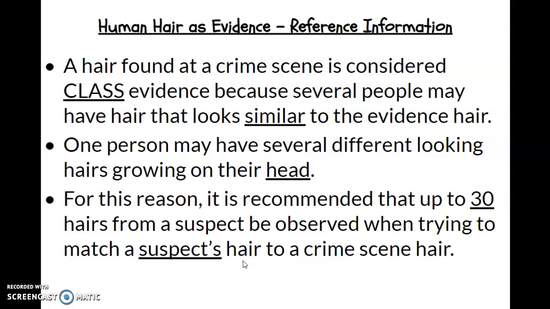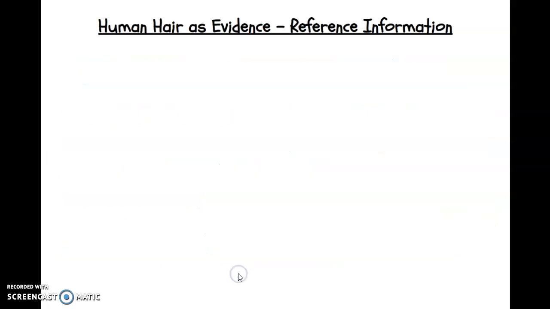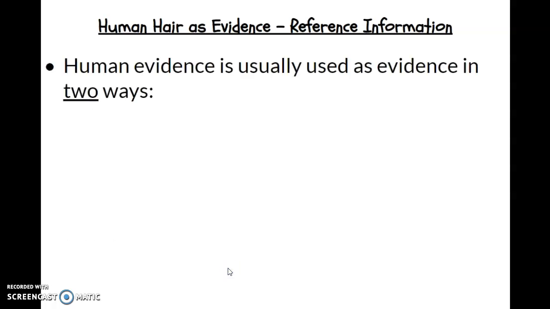One person might have several different looking hairs too, because you can have a mixture of hair on your head. You might not all have the same shade. You might have blonde hairs, gray hairs, brown hairs, and you might even have some red hairs in there too. For this reason, it's recommended that up to 30 hairs from a suspect be observed when trying to match hair. This also is why it's class evidence instead of individualized evidence.